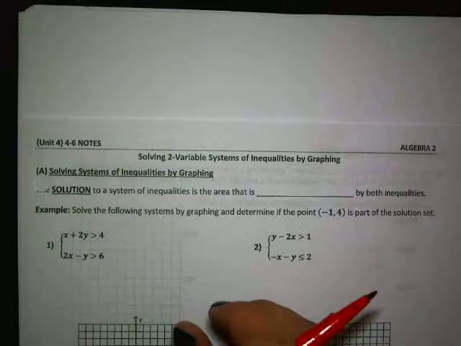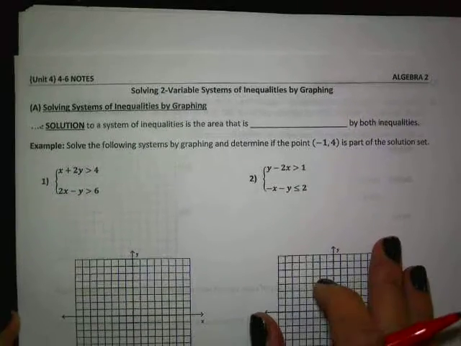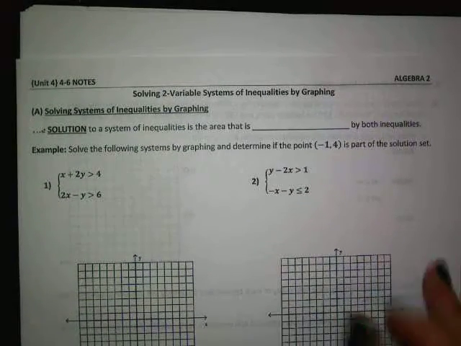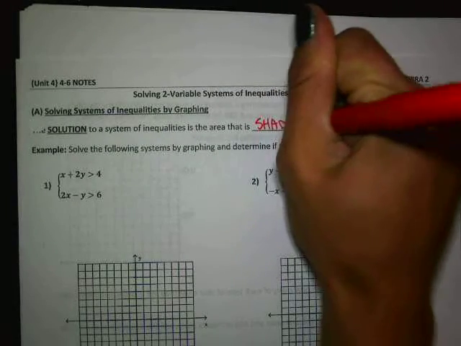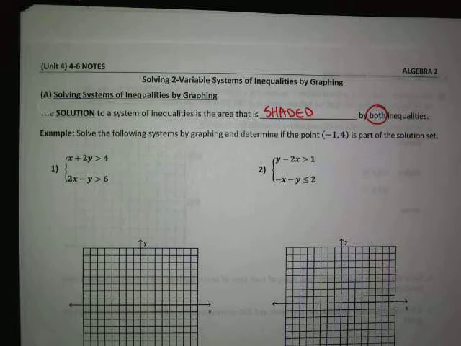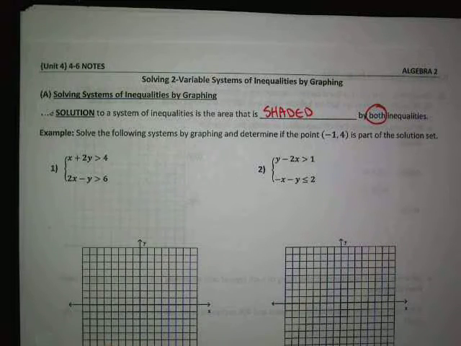So for solving systems of inequalities, the solution to a system of inequalities is the area that is shaded by both inequalities. Shaded by both inequalities. Colors might help you for today, so if you have colors or like a pen and a pencil, it sometimes makes it easier to see the graphs. So if you have colors, I would recommend using them.